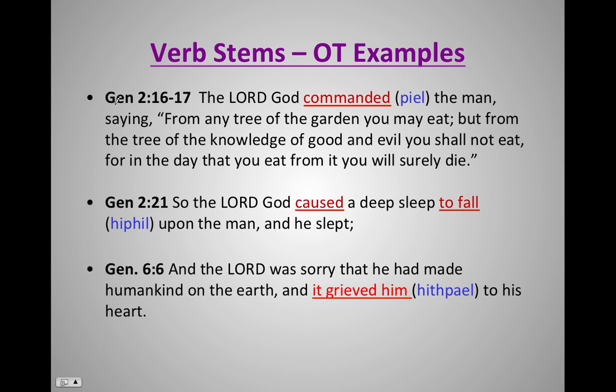All these come from Genesis. In Genesis 2:16 to 17, we have the story of Eden, God's creation of the first human couple, and we have: "The Lord God commanded the man, saying, 'From any tree of the garden you may eat, but from the tree of knowledge of good and evil you shall not eat, for in the day that you eat from it you will surely die.'"